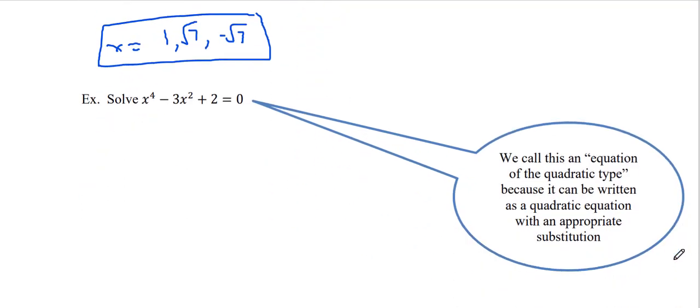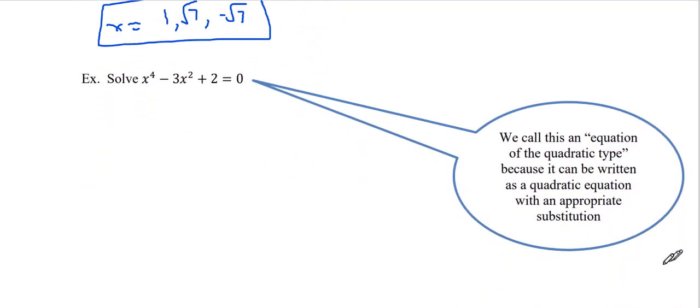All right, last example for this unit in this video is this one. This is of degree 4, a polynomial equation where the polynomial is degree 4. This is what we call an equation of the quadratic type. There's a couple of ways you can approach this.